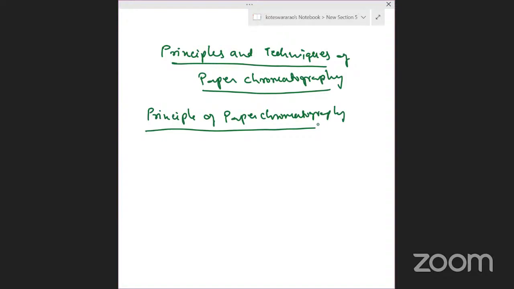Partition, adsorption or ion exchange may play a major role in causing separation, depending upon the conditions employed for the analysis. We can apply several conditions. Based on that condition, either partition or distribution or ion exchange may play a major role in causing the separation of the components present in the mixture.